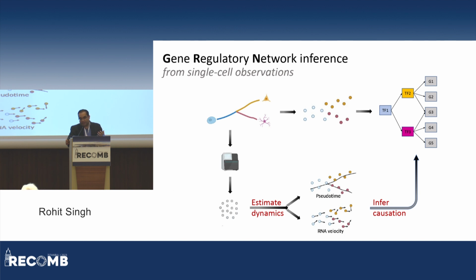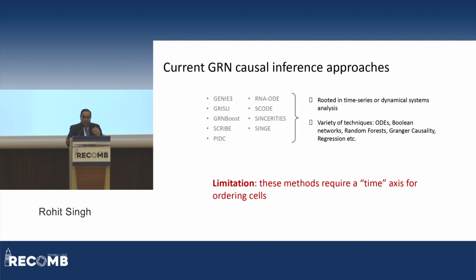And once you have this dynamics, then the next step is you infer causation. You go, okay, what are the underlying regulatory mechanisms by which this dynamics was generated? And the problem I'm talking about is that these two steps are not in sync. So what do I mean by that?